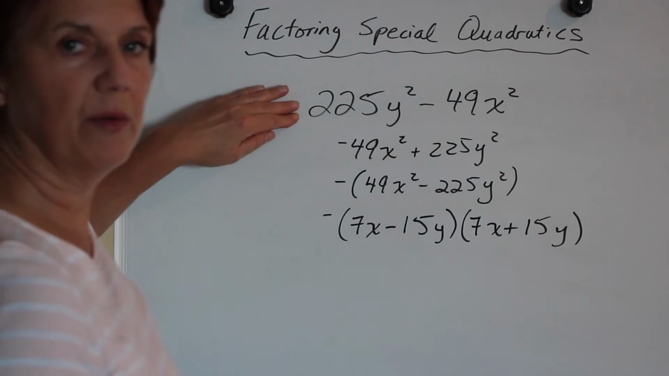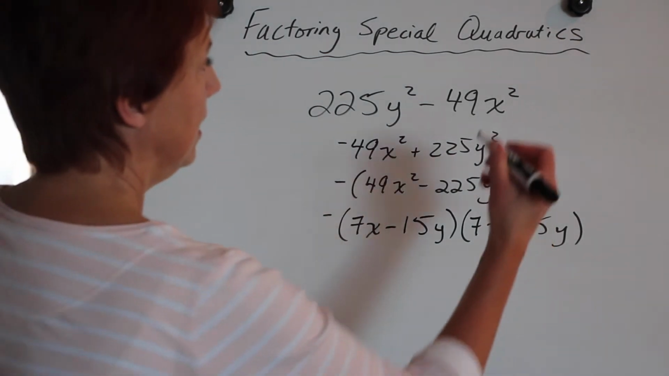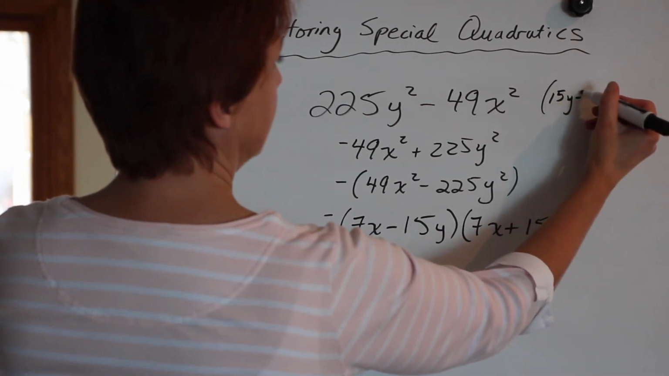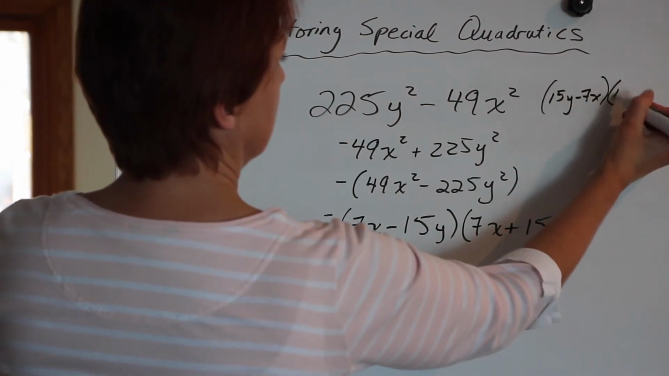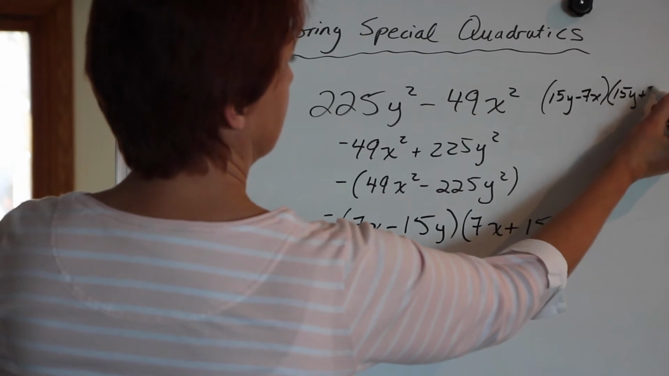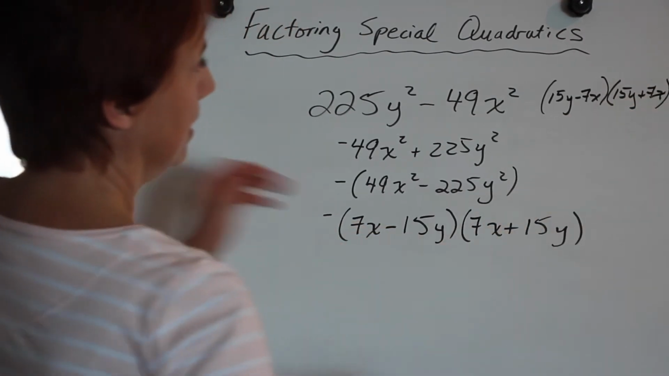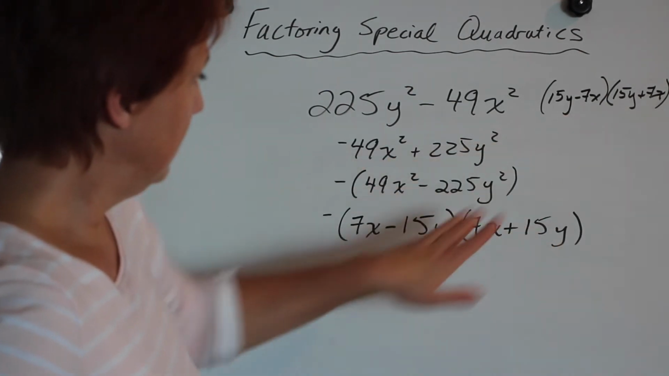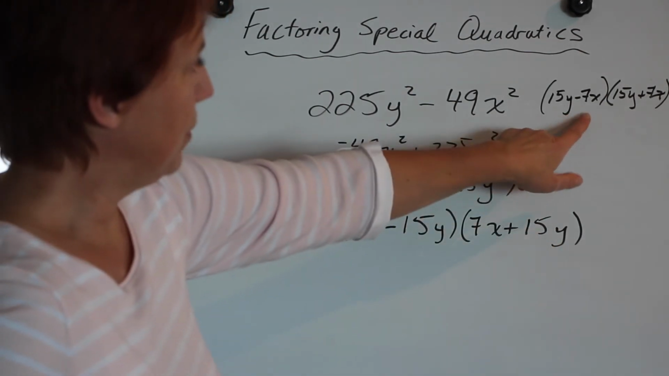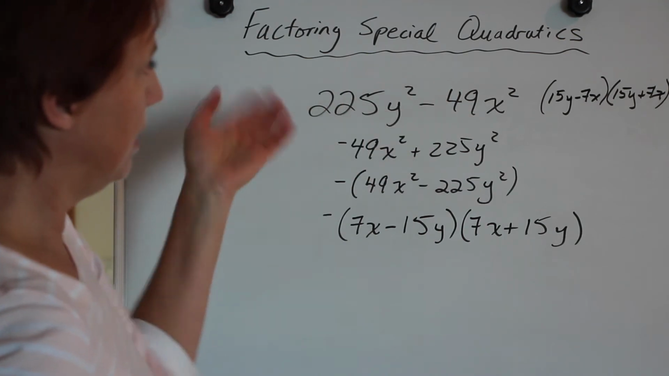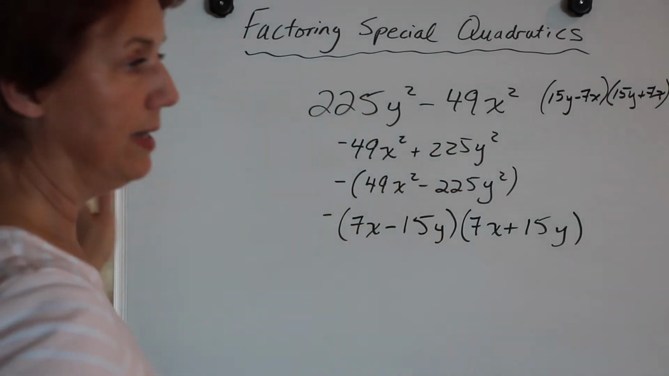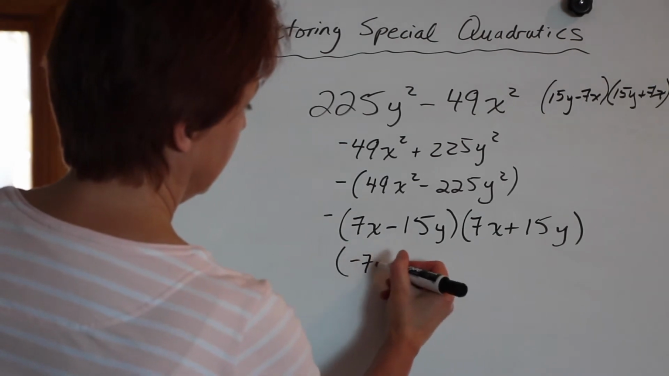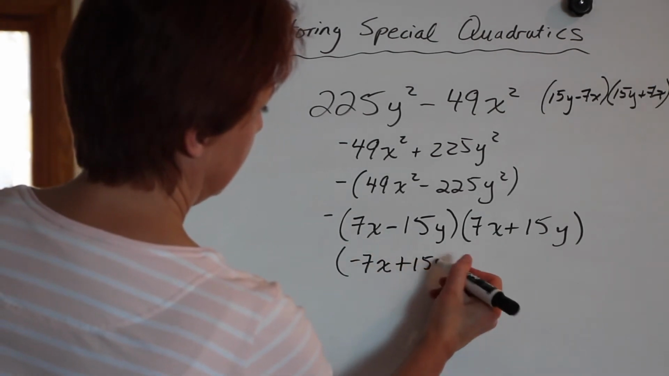Now if you chose to stay with this, that's fine. Here's what it would look like. You would have 15y minus 7x times 15y plus 7x. Okay? Now this is the same as this. It's exactly the same. And this is the same as this. The only difference is we've got the terms turned around and we've got the negative multiplied through in essence. So if I multiply the negative through here, that's what I'd end up with.